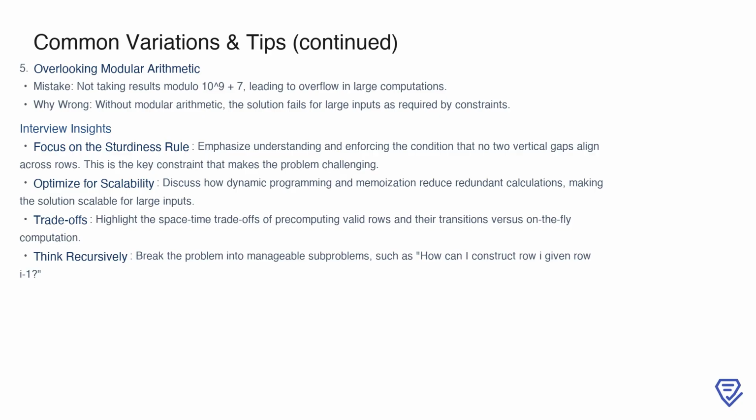For interviews, it's crucial to focus on the sturdiness rule. Demonstrating a clear understanding of why vertical gaps must not align across rows will show that you grasp the core constraint of the problem. Scalability is another important aspect to highlight. Using dynamic programming and memoization effectively reduces redundant calculations, making your approach viable for larger inputs. You should also be ready to discuss trade-offs, such as pre-computing valid rows and transitions, which improves runtime but consumes more memory, versus computing them on the fly.